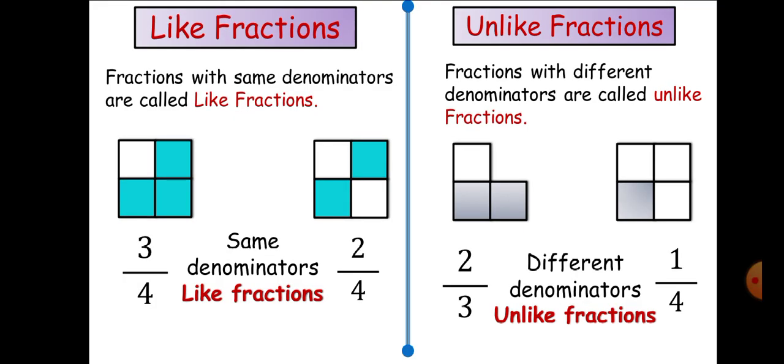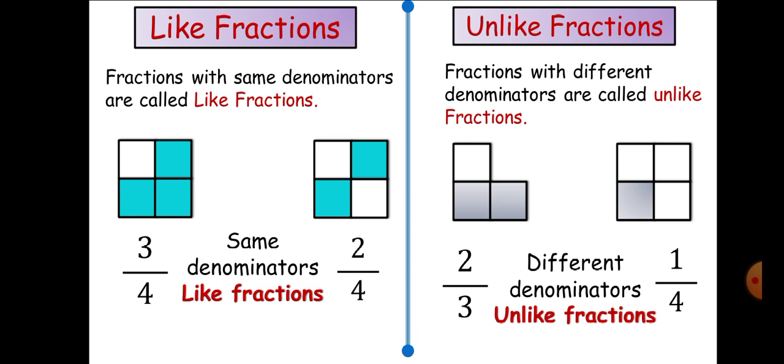First of all, like fractions are those fractions which have the same denominator. Whenever fractions have the same denominator, you can say this is a like fraction. Like in a figure, I am having a square with 4 equal parts. 3 of them are shaded, that means 3 over 4. A square with 4 equal parts and 2 of them shaded, that means 2 over 4. If you focus on the denominators, they are the same, which indicates that these fractions are like fractions.